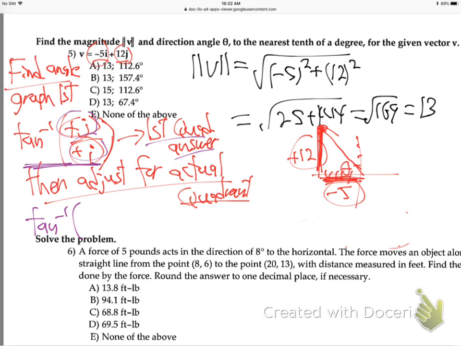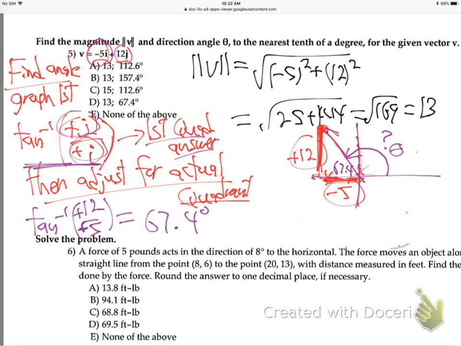Tan inverse of what? 12 over 5, positive. See how I ignored the negative 5 for now? Positive 12 over positive 5. Okay, so hit the buttons on my calculator here. I'm getting 67.4 degrees. Now, that's first quadrant. What that means is this angle right here is actually 67.4, but I've got to give the angle as it is in the second, because I can see this vector is really in the second quadrant. So how far from there to there? That's the real angle theta we need.